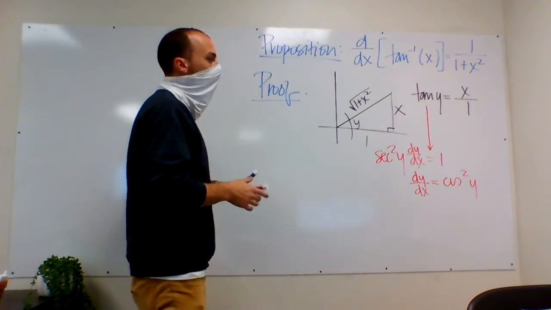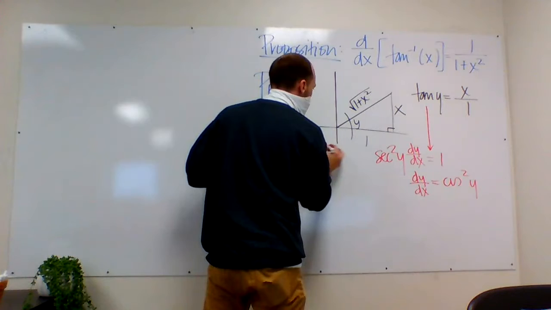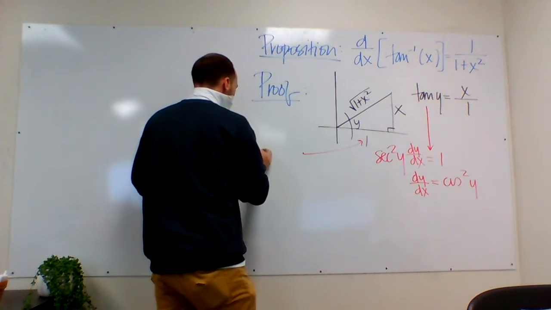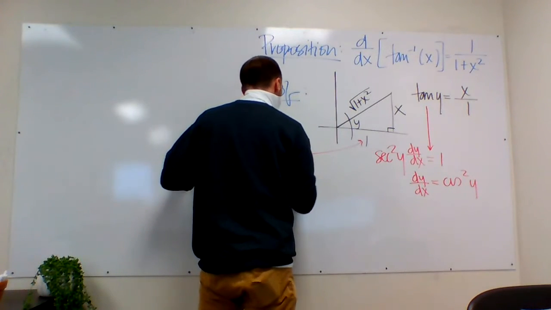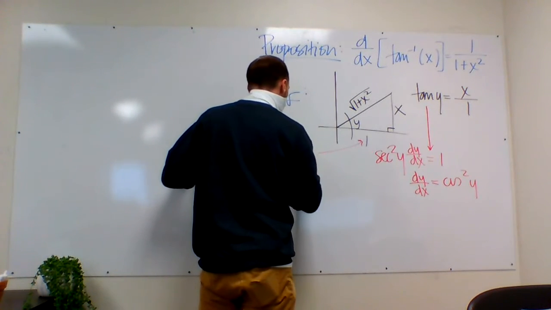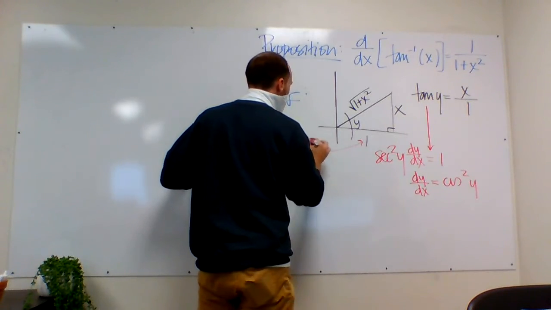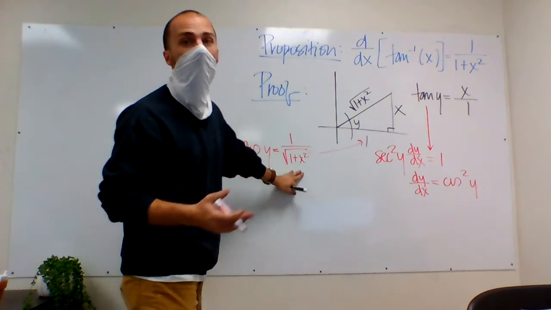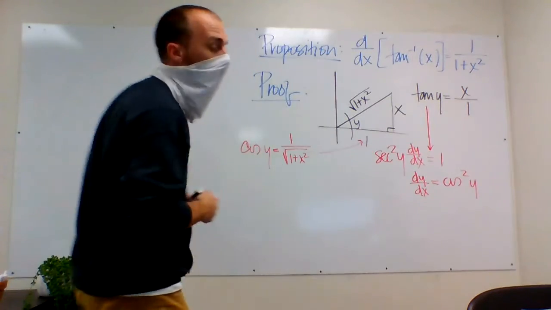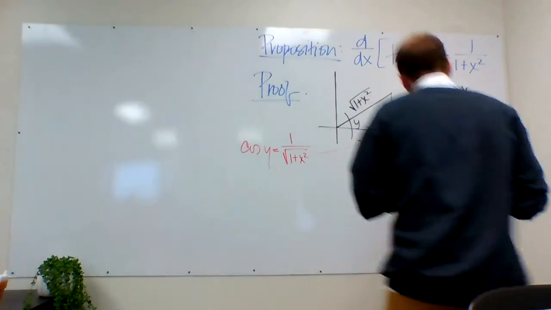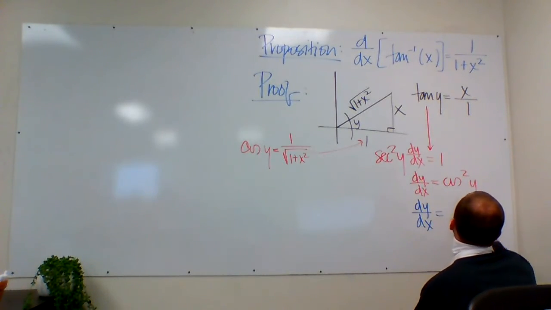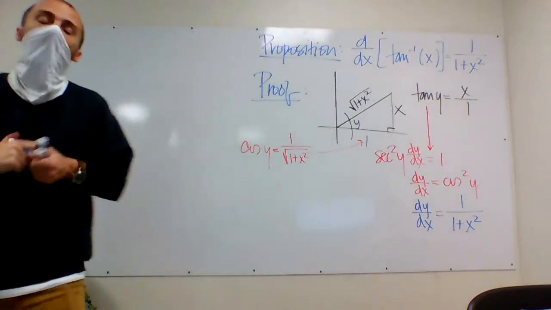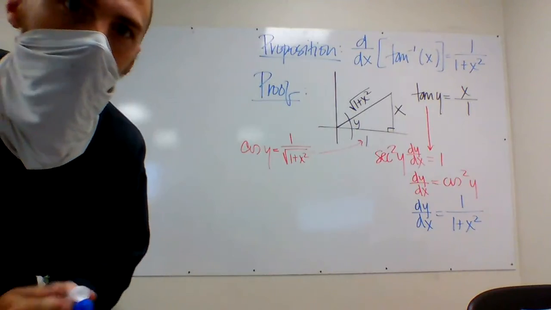And cosine of y, maybe I'll do this over here. Cosine of y is adjacent over hypotenuse, 1 over the square root of 1 plus x squared, or x squared plus 1. And I see that when I square this, I'm going to get that 1 over 1 plus x squared that I set out to show in the first place. And that is why the derivative of arctangent of x is 1 over 1 plus x squared.